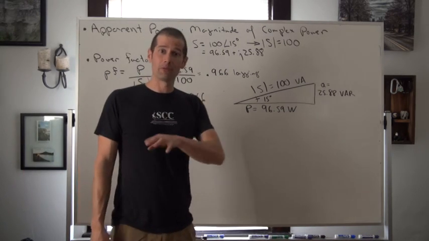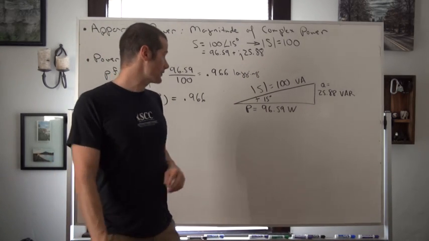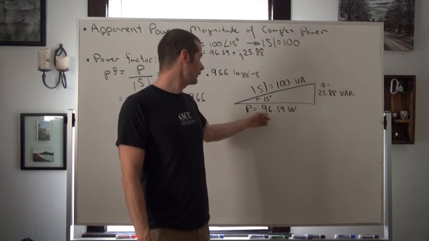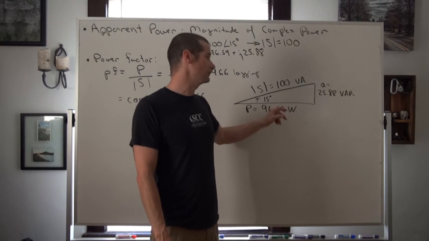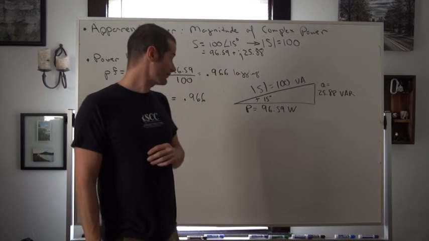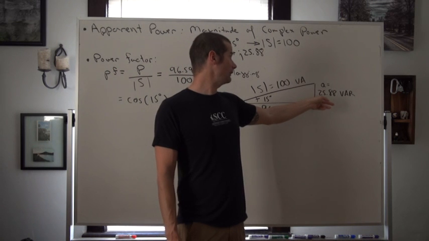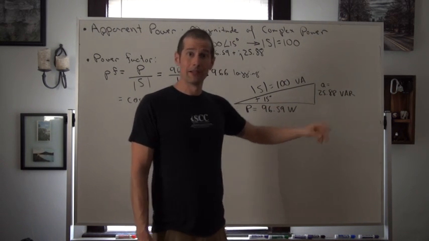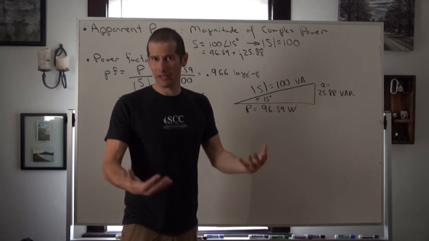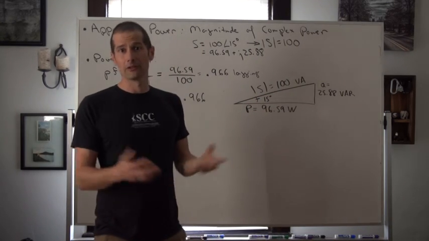As we've already seen, we've been working off a real and imaginary axis up until this point. If we consider the real power on the real axis, then we get 96.59 watts. Similar to vector arithmetic, if we go up the imaginary axis by 25.88 var, then the hypotenuse between those two is our apparent power, 100 volt amperes, and the phase angle we get in between the two is 15 degrees.